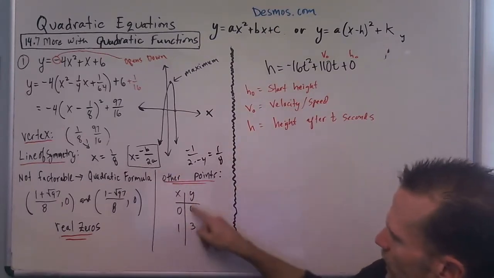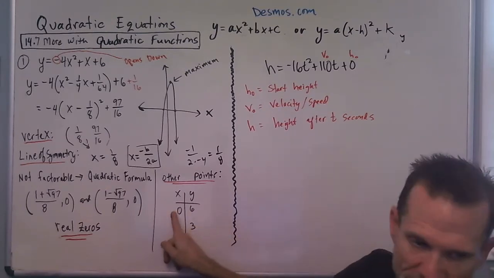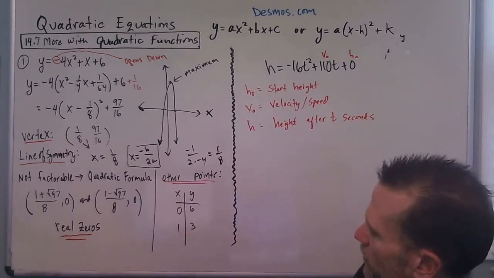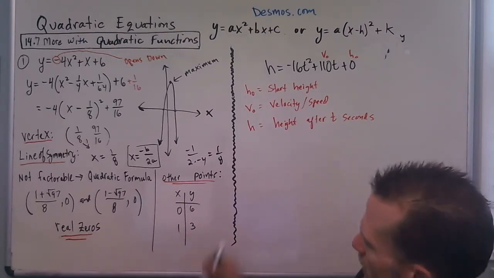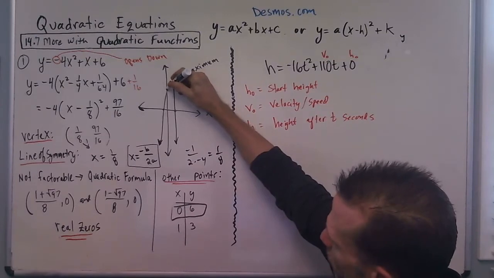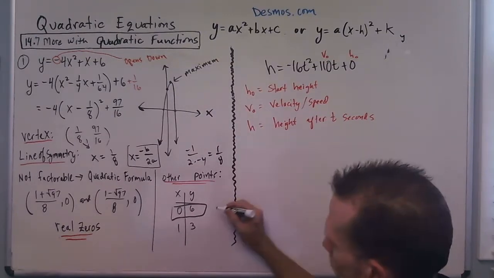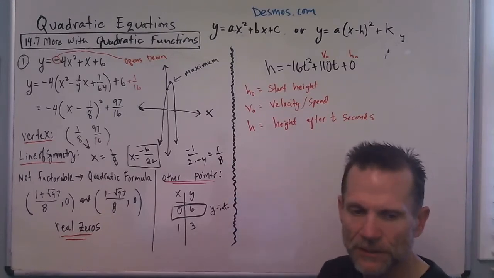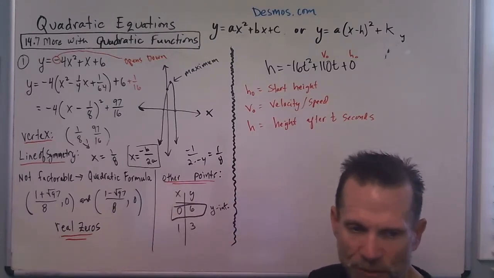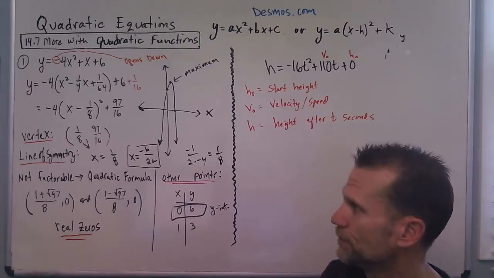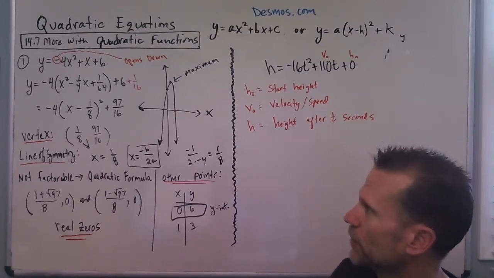And then I found some other points by letting x equal 0. If you put 0 in there, you get 6, and you put 1 in, you get 3. Some of you might remember that when you let x equal 0, that's the y-intercept. So that kind of wraps up a messy one from 14.7, and hopefully if you get one that hard, you can look at this video and work through it.